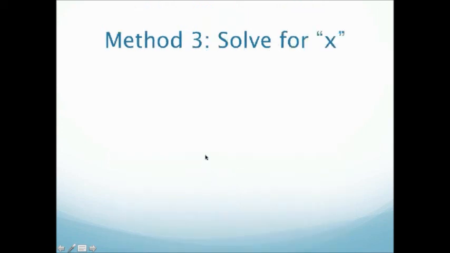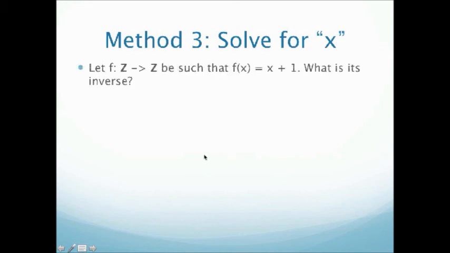Now we have the third method, which is solve for x. So if f is a function that maps the set of integers to the set of integers such that f of x is equal to x plus 1, then we want to find its inverse. So in this case, suppose x is the input and y is the output. So now we want to reverse the function, so we want to put x as the output and y as the input. So what we want to do is just to solve for x.